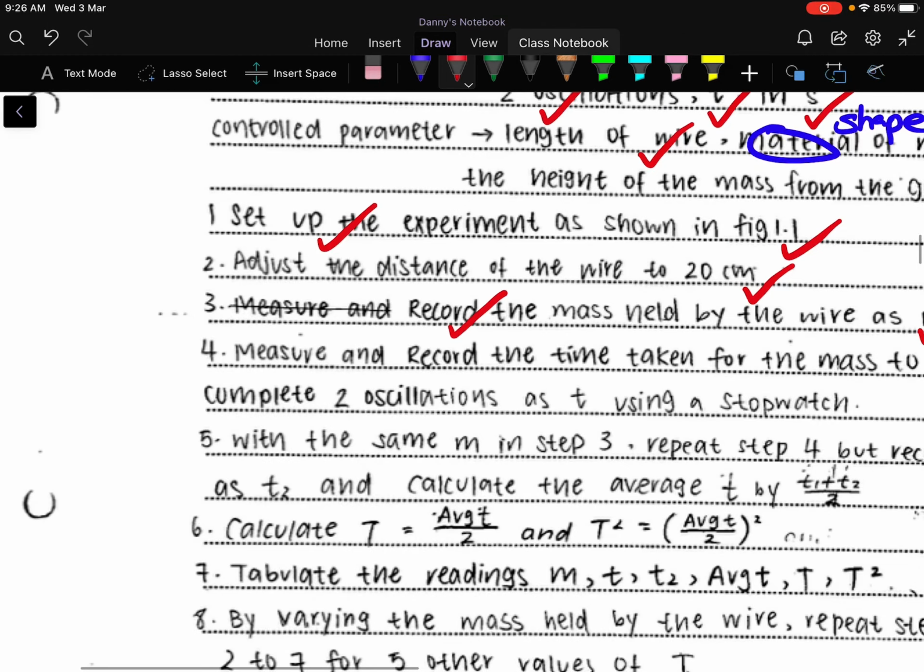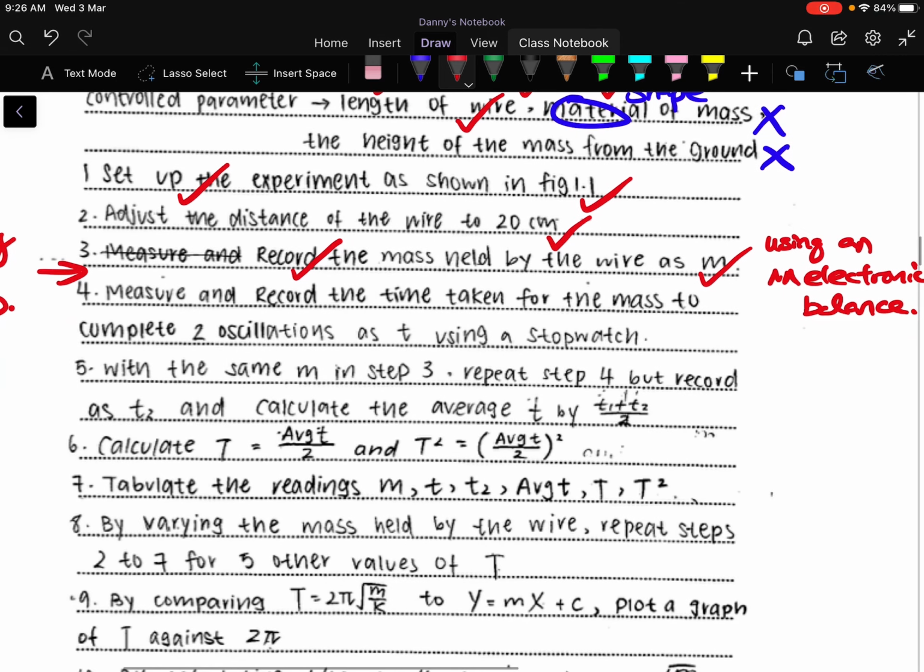And for this student, she forgot the step to spin the thing. So before you spin the thing, how can you measure the period, right? So missing spin step. Okay. Measure, record time taken for 2 oscillations.